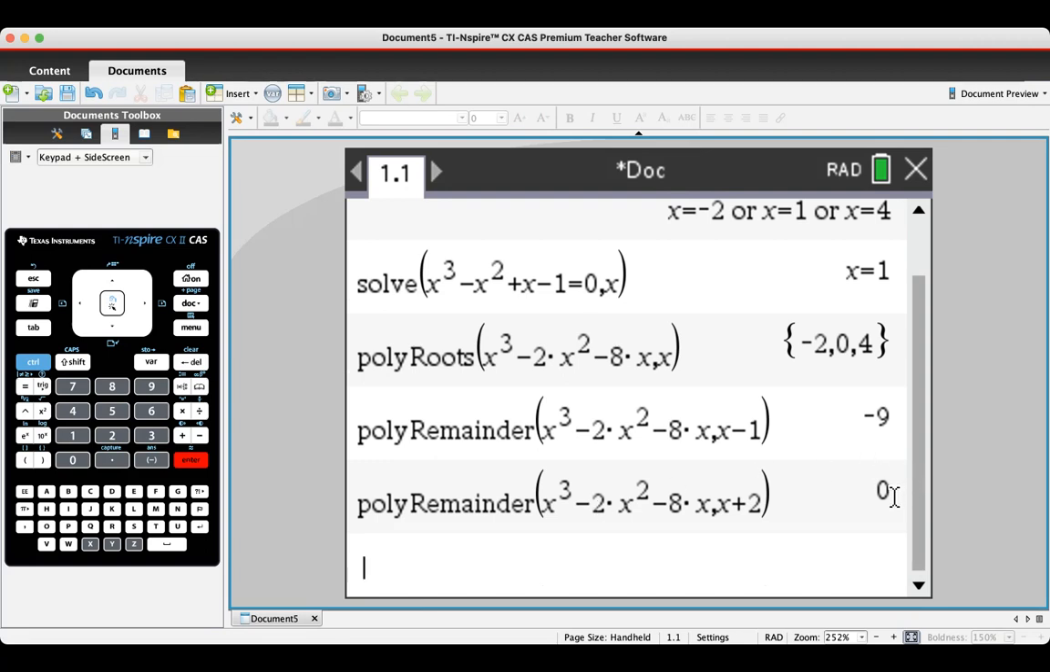There we go. It's equal to 0, a remainder of 0, which makes sense because up here we saw that -2 is a solution, which means that x plus 2 is a factor of this, which means that the remainder should be 0, and it is, because that's what a factor means, no remainder.